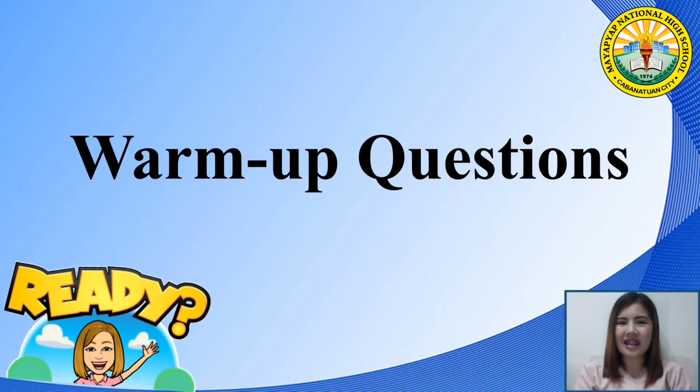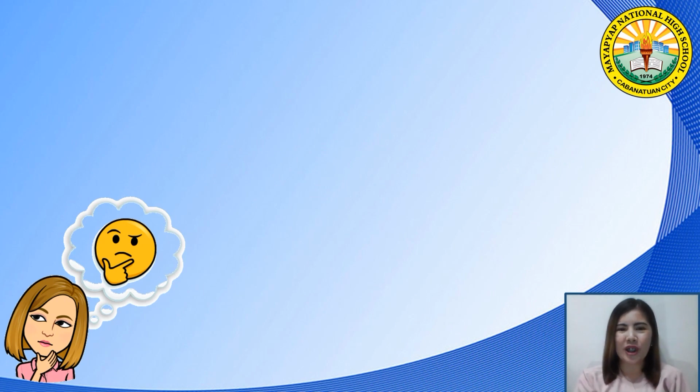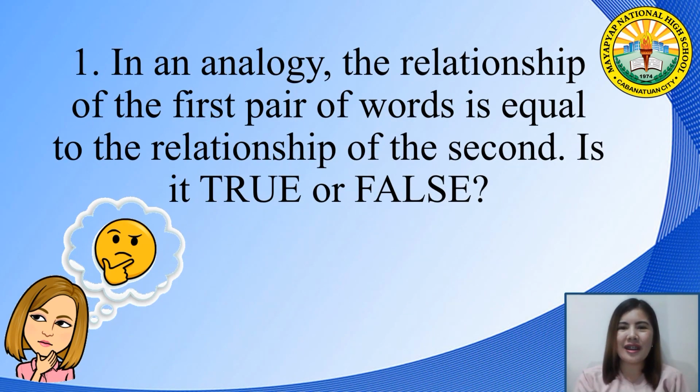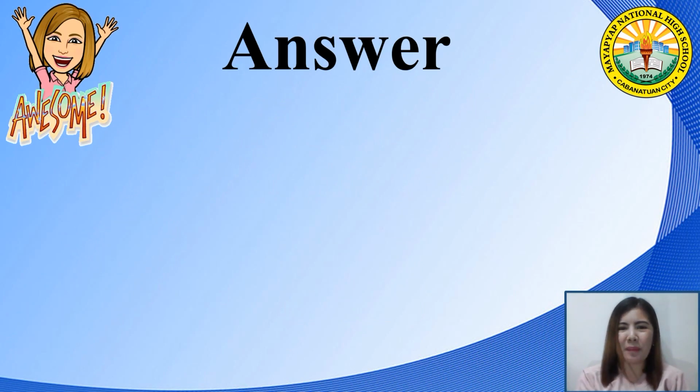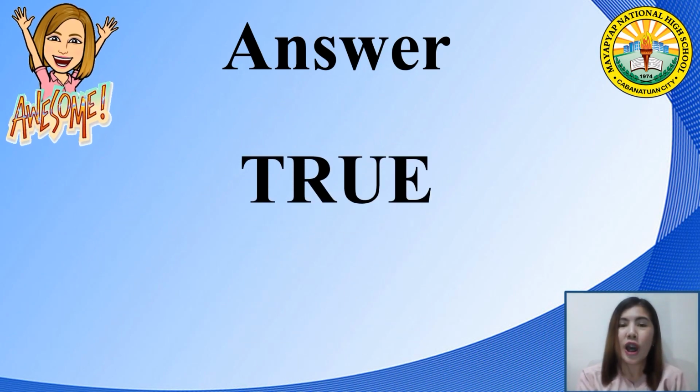Before we start our lesson, let's have some warm-up questions. I have here 2 questions for you to answer. The first question is, in an analogy, the relationship of the first pair of words is equal to the relationship of the second. Is it true or false? Timer starts now. What do you think is the answer? That's awesome! The correct answer is true.